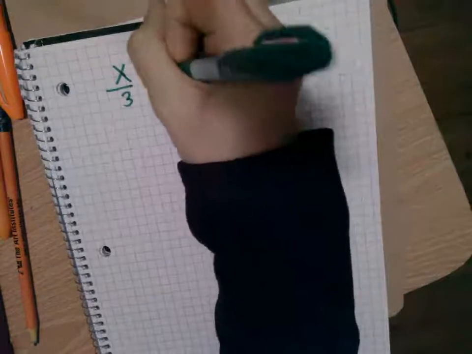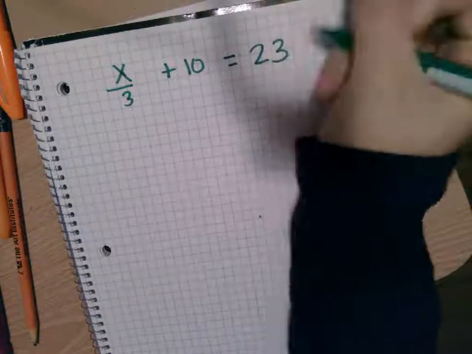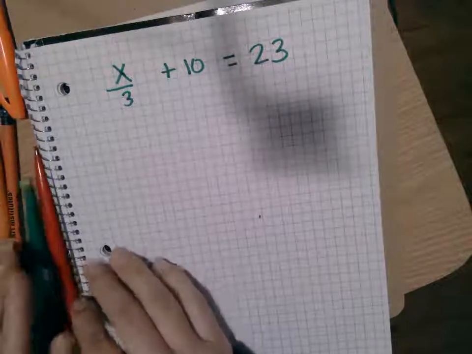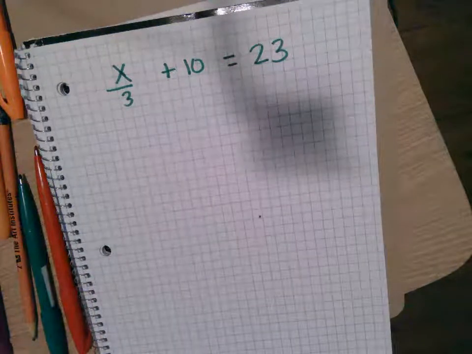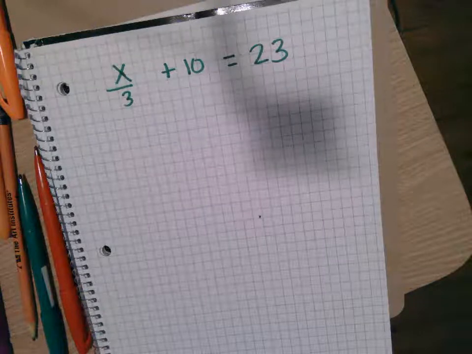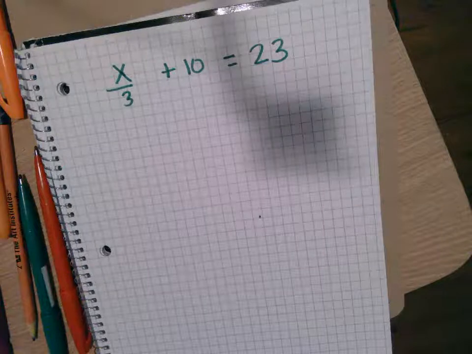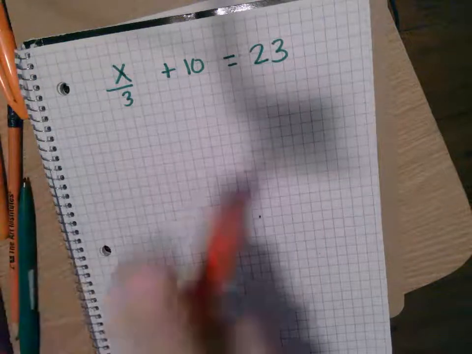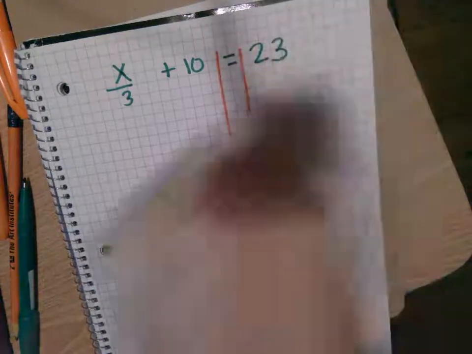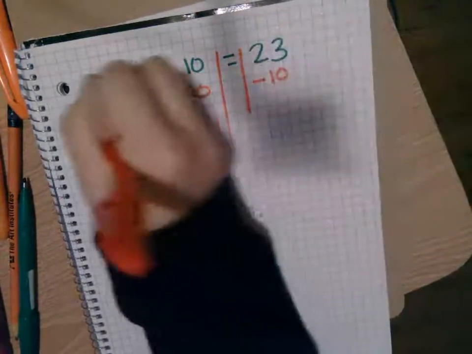X over 3 plus 10 equals 23. So which number is it? 10. The 10. And how mathematically do I move the 10? Minus 10. Minus 10 on both sides.